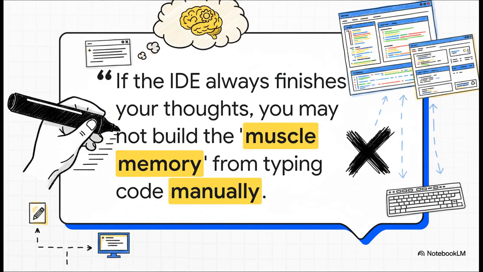And this right here, this is the absolute core of the overkill argument. If the IDE is constantly finishing your sentences for you, you never build that crucial muscle memory. The kind you get from typing the code out, character by character. You might understand the concept, sure, but when you're faced with a blank file, say in a coding interview, and you don't have your autocomplete safety net, that's a really tough spot to be in.